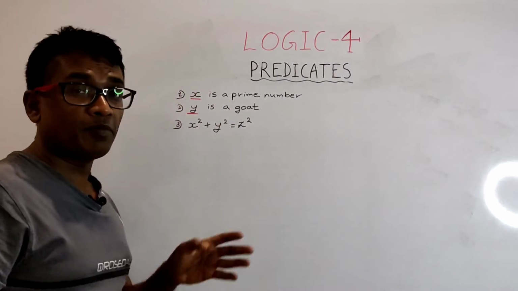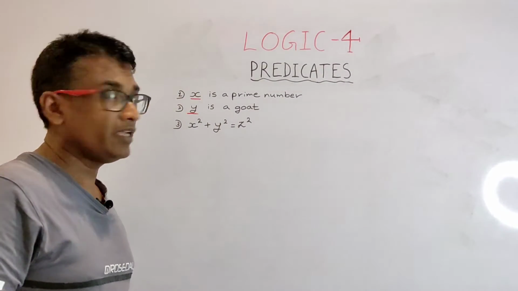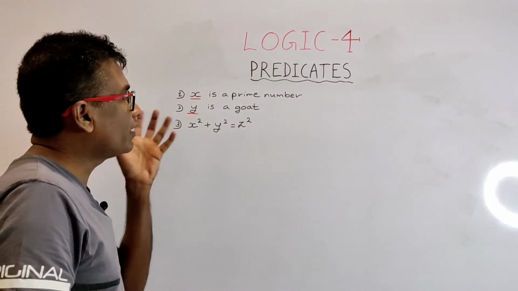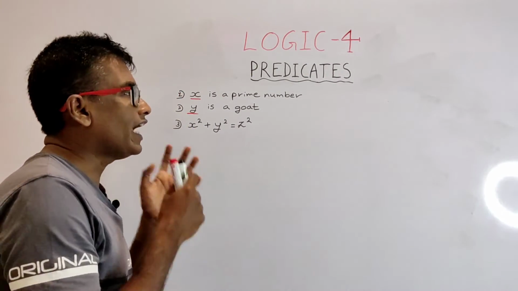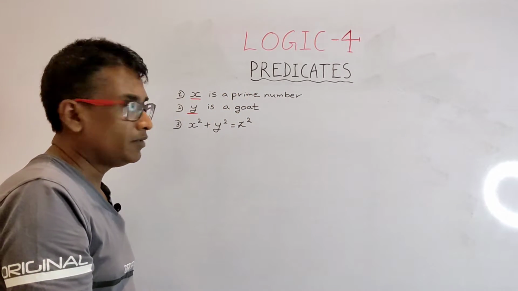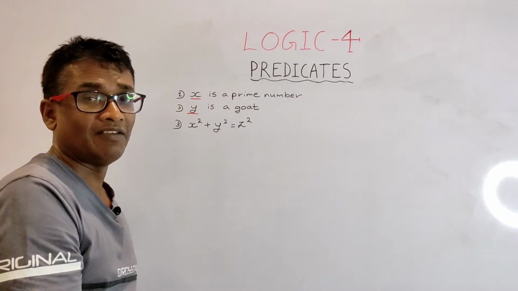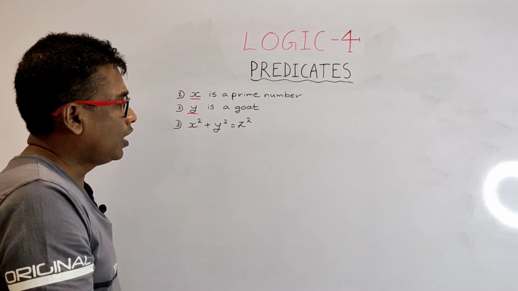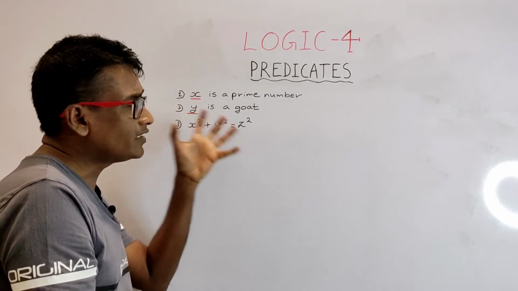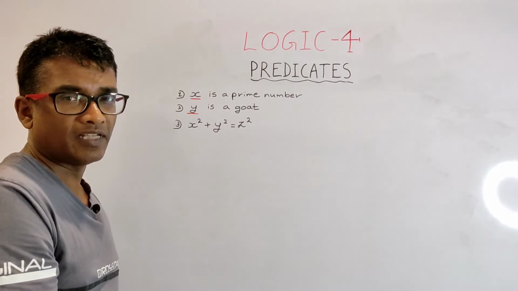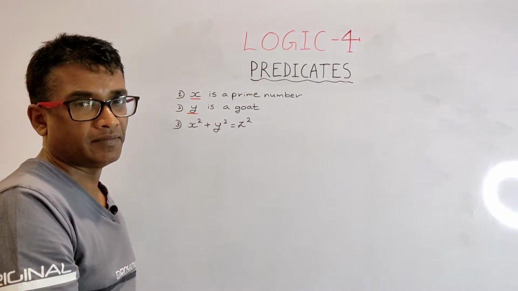Now, are they propositions? No. Why? We don't know what x, y and z are. So, without knowing what x, y and z are, we cannot assign a truth value to these statements. But we make these statements in everyday life, right? So, we call such statements predicates.